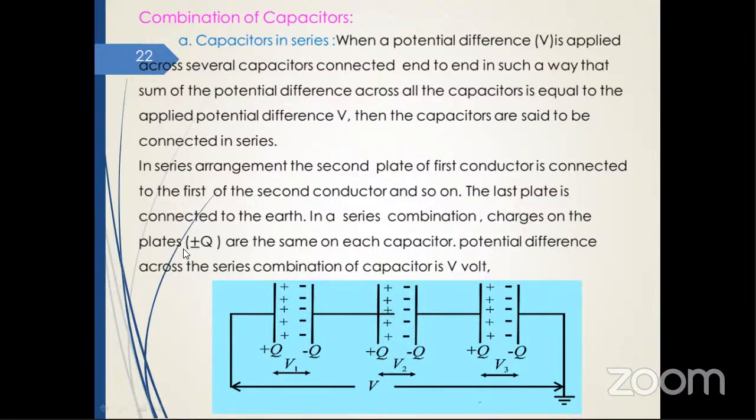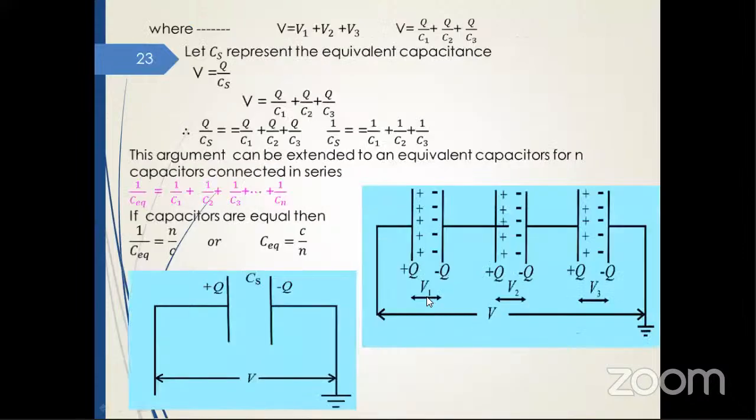Charges on these plates, positive Q and minus Q, are the same on each capacitor. The potential difference across the series combination of capacitors is V, and the charges are positive Q and minus Q. In this way, we arrange these capacitors, or conductors, in series. Now we are going to find the formula for the total capacitance in series combination, that is, the formula for CS.